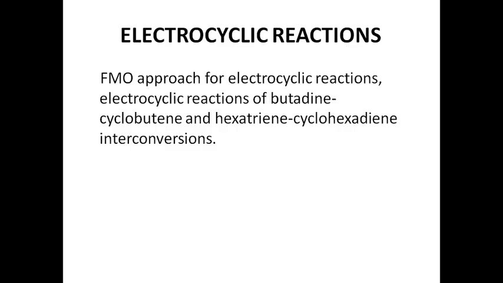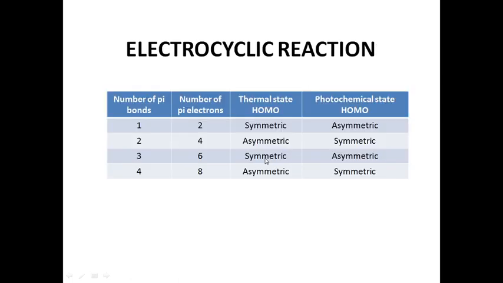Hello everyone. Today we shall discuss electrocyclic reactions, and these are the things which are there in your syllabus. From our previous classes, let us recall, if you have one pi bond, the number of pi electrons will be 2, and in thermal state the HOMO will be symmetric. When it comes to photochemical state, one electron will be promoted, hence the HOMO becomes asymmetric.